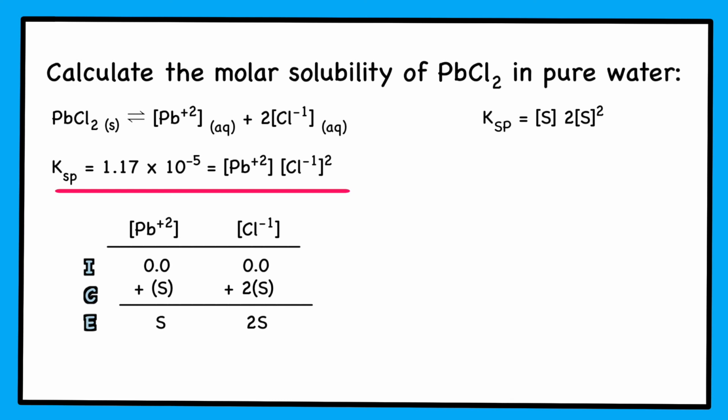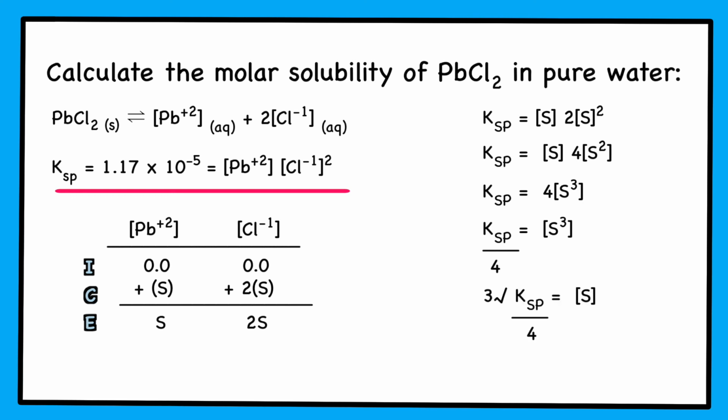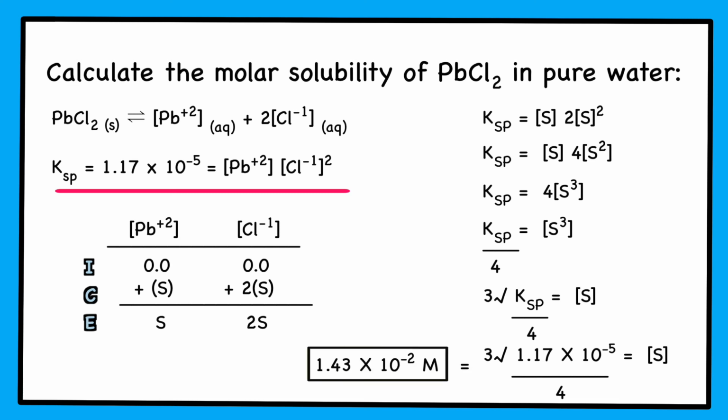If we follow order of operations, we would then get Ksp equals S times 4S squared, which would result in Ksp equaling 4S cubed. Okay, we're on the home stretch for this one. Now, in order to isolate S by itself, we are going to have to divide Ksp by 4 and then take the cube root of it. So the equation should read S equals the cube root of 1.17 times 10 to the negative fifth over 4. If we plug these in correctly, our calculations would give us the molar concentration is 1.43 times 10 to the negative second molar.